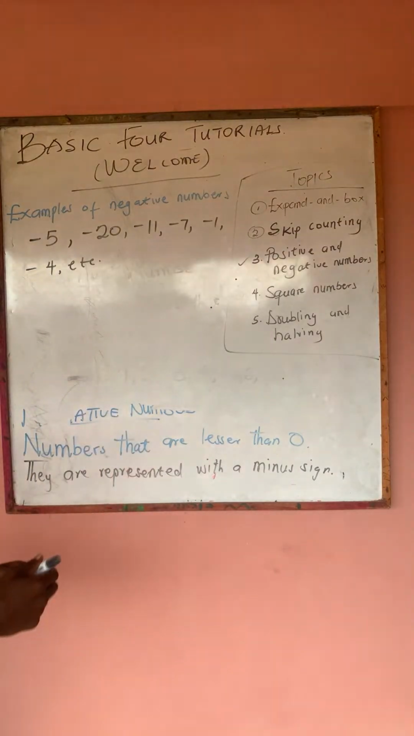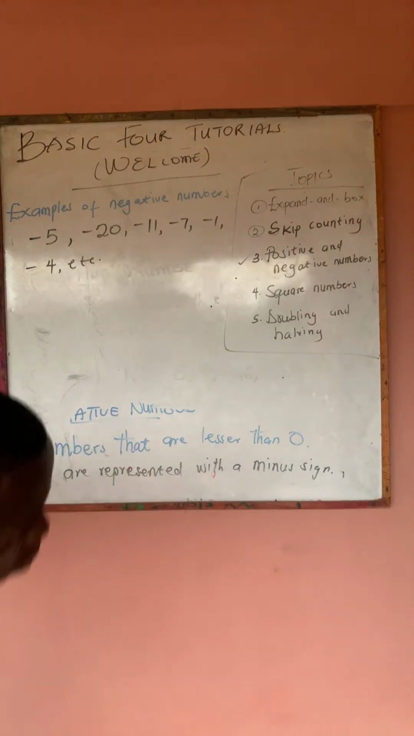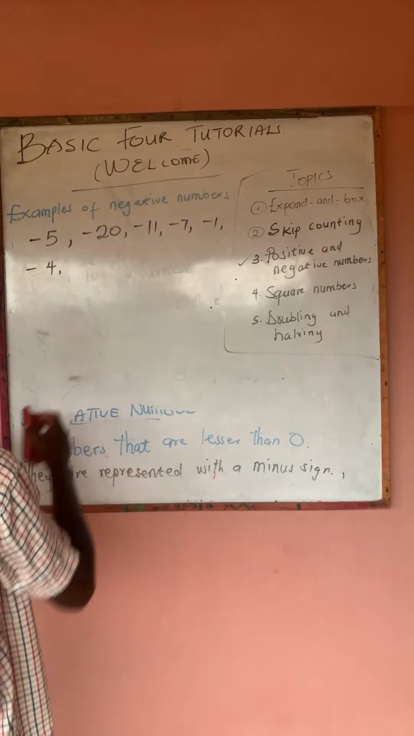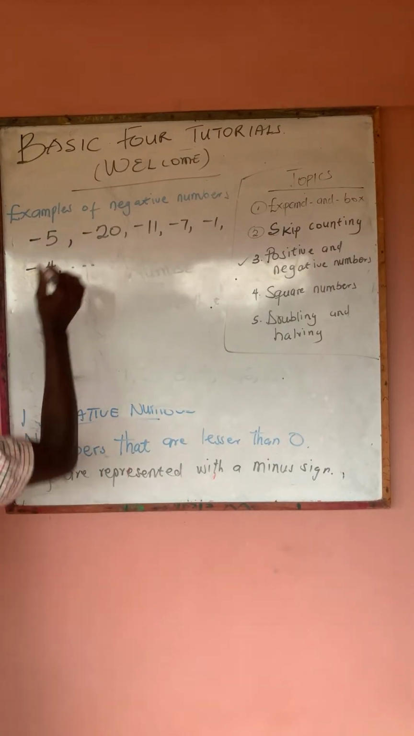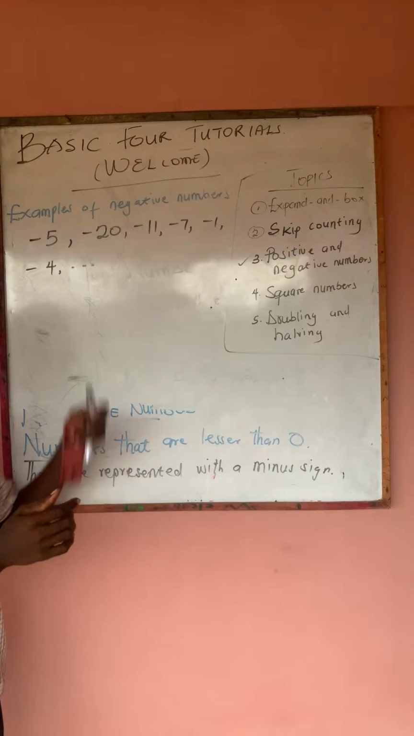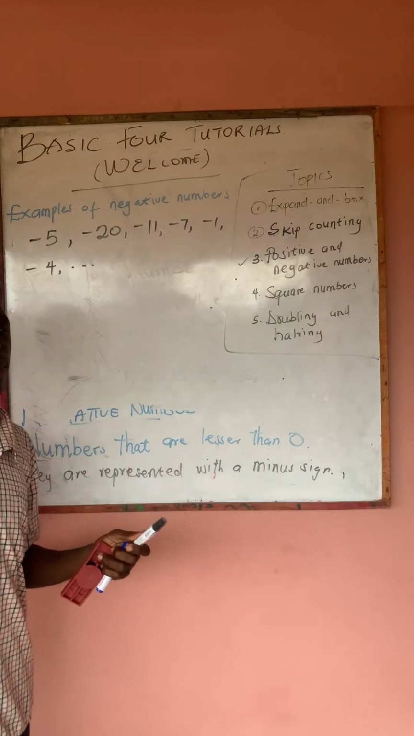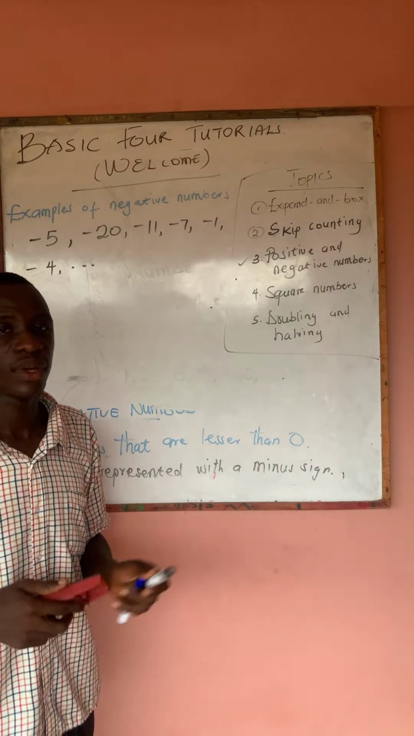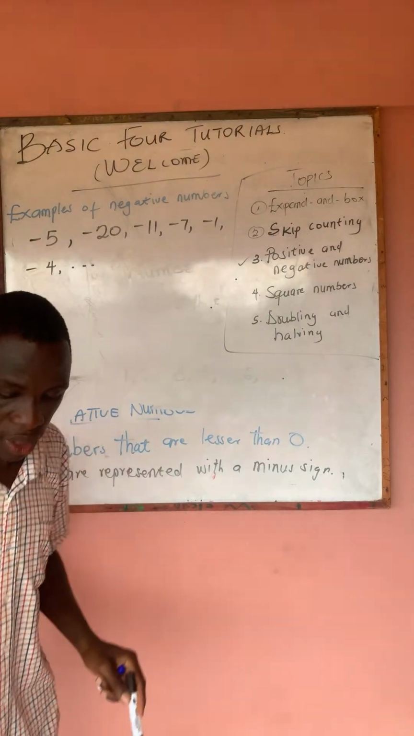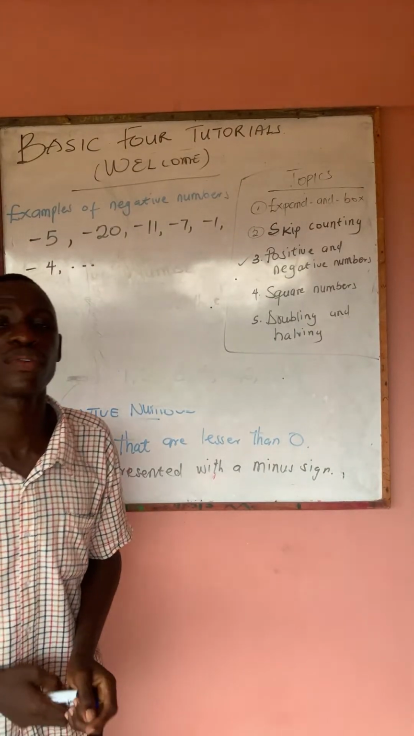Please take note of that. So we can put our ellipses over here to show that the negative numbers go on and on up to negative infinity. Does everyone understand? All right. Let's take note of this.